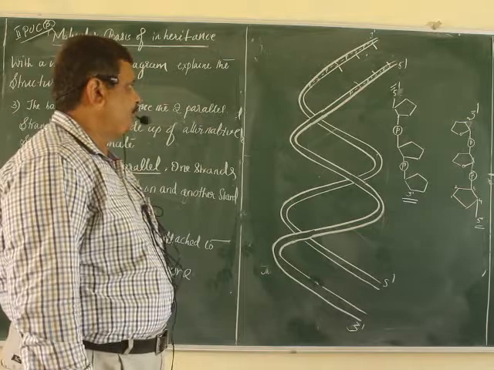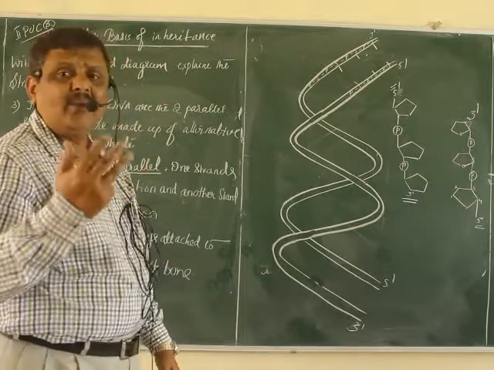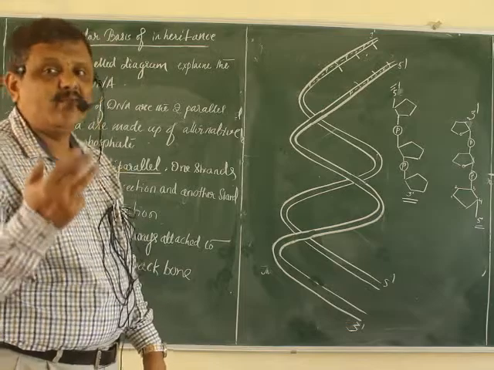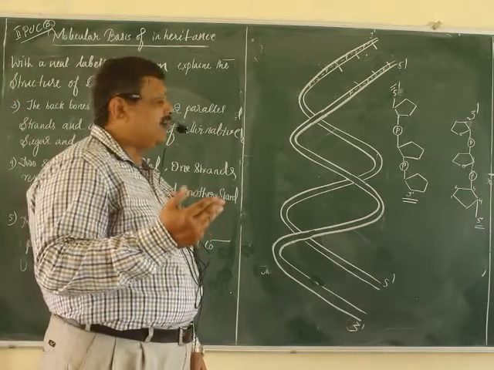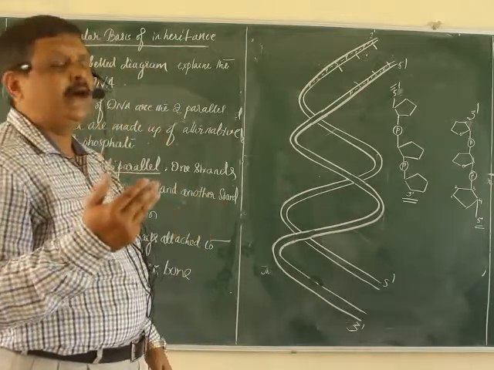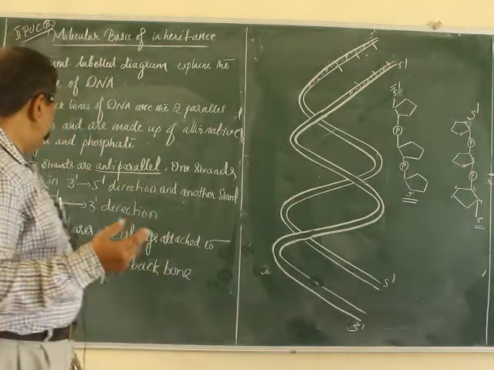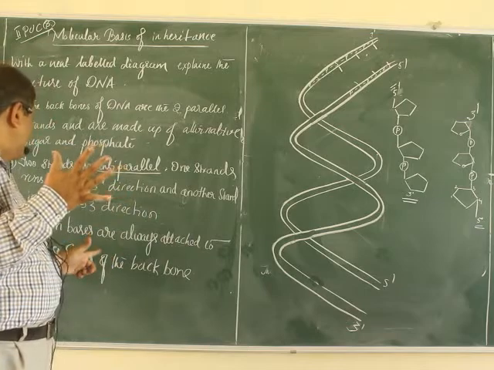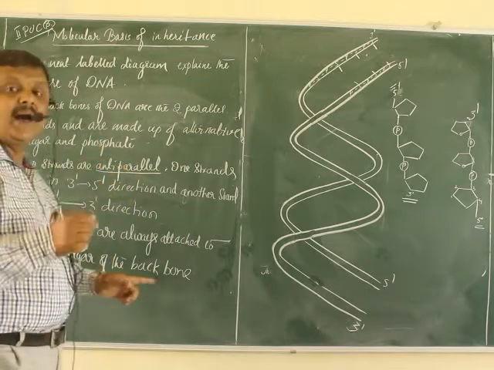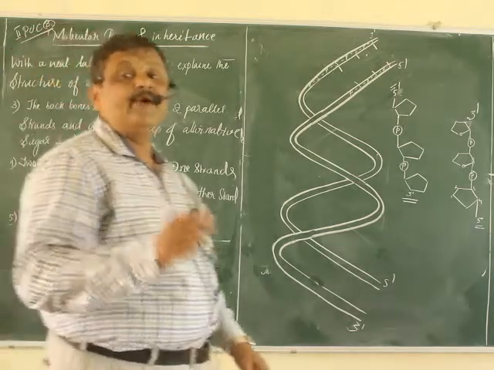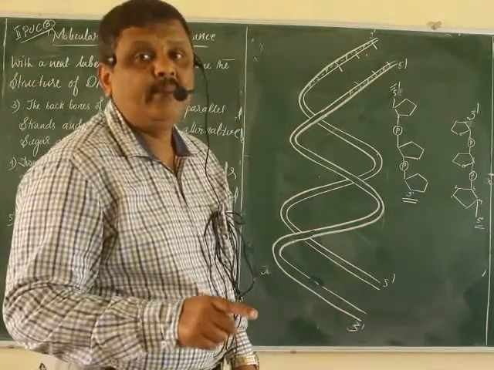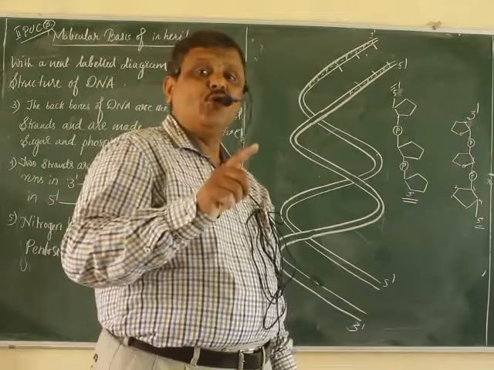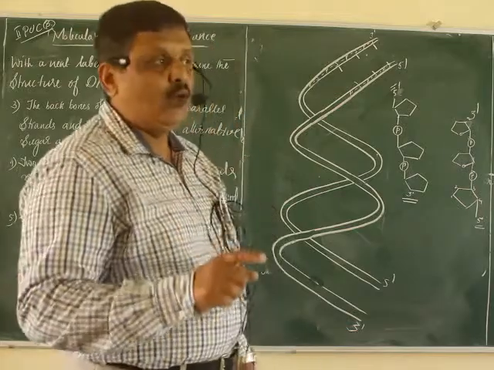And the backbone of the DNA is made up of sugar and phosphate. And the fifth point is nitrogen bases are always attached to the pentose sugar of the backbone.